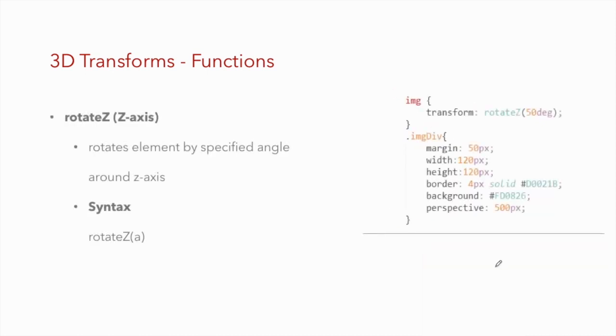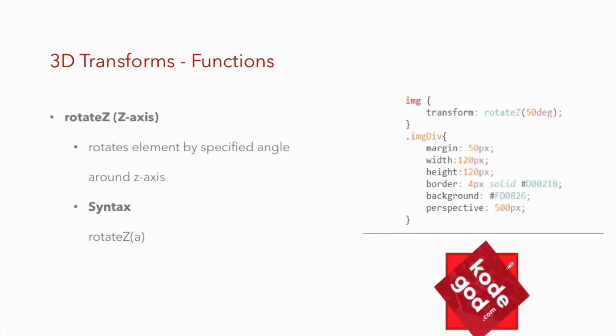Then we have rotateZ, and it will rotate the image along the Z axis. You can play around with these values when you change the perspective. So for the lower values, the image will be closer to the user's perspective, and with the higher values it will go below or farther away from the perspective.